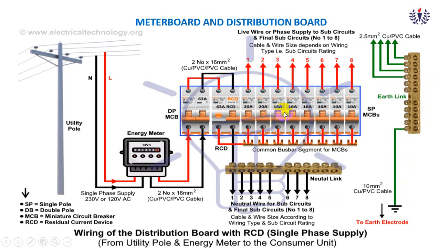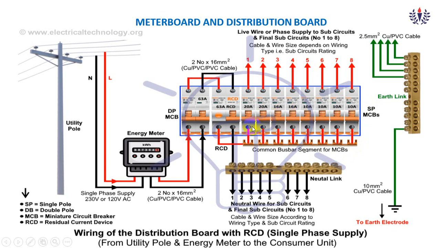Here you can see the various ranges. This is the total load. Here you can see 63 amps, but it is split, so 20, 20, maybe 16, 16, 10, 10. According to the usage, the ampere is divided. This may be going for the lighting loads. This may be for the heating loads, that is geysers and boxes.